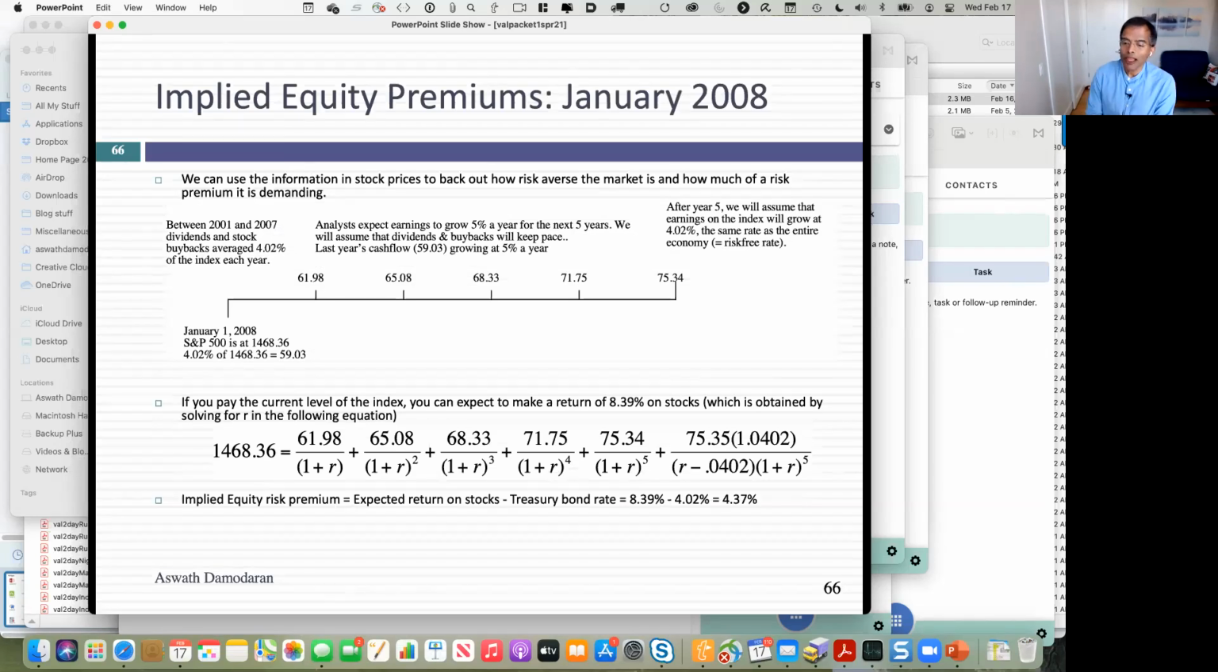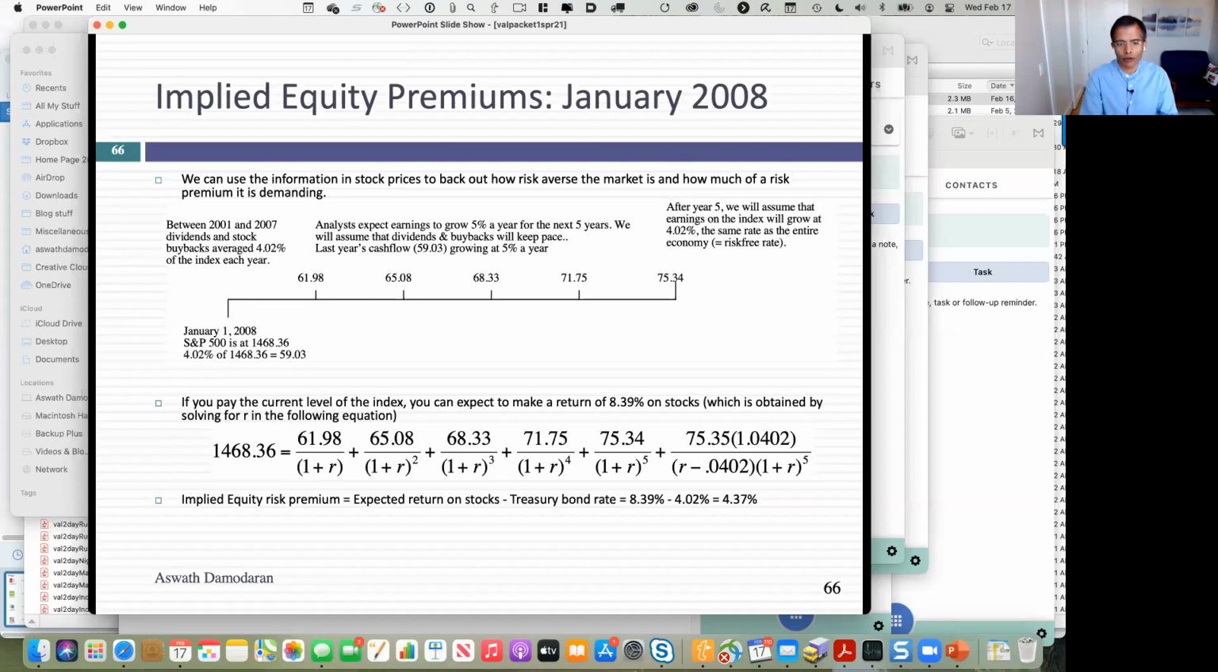So let me show you what that number looked like way back in time, start of 2008. Now, you know what came in 2008, right? I won't claim that I knew what was coming. The start of 2008, I was as oblivious as the rest of the world that a correction was coming. On January 1st, 2008, the S&P 500 was at 1,468.36. So I did what I just described.